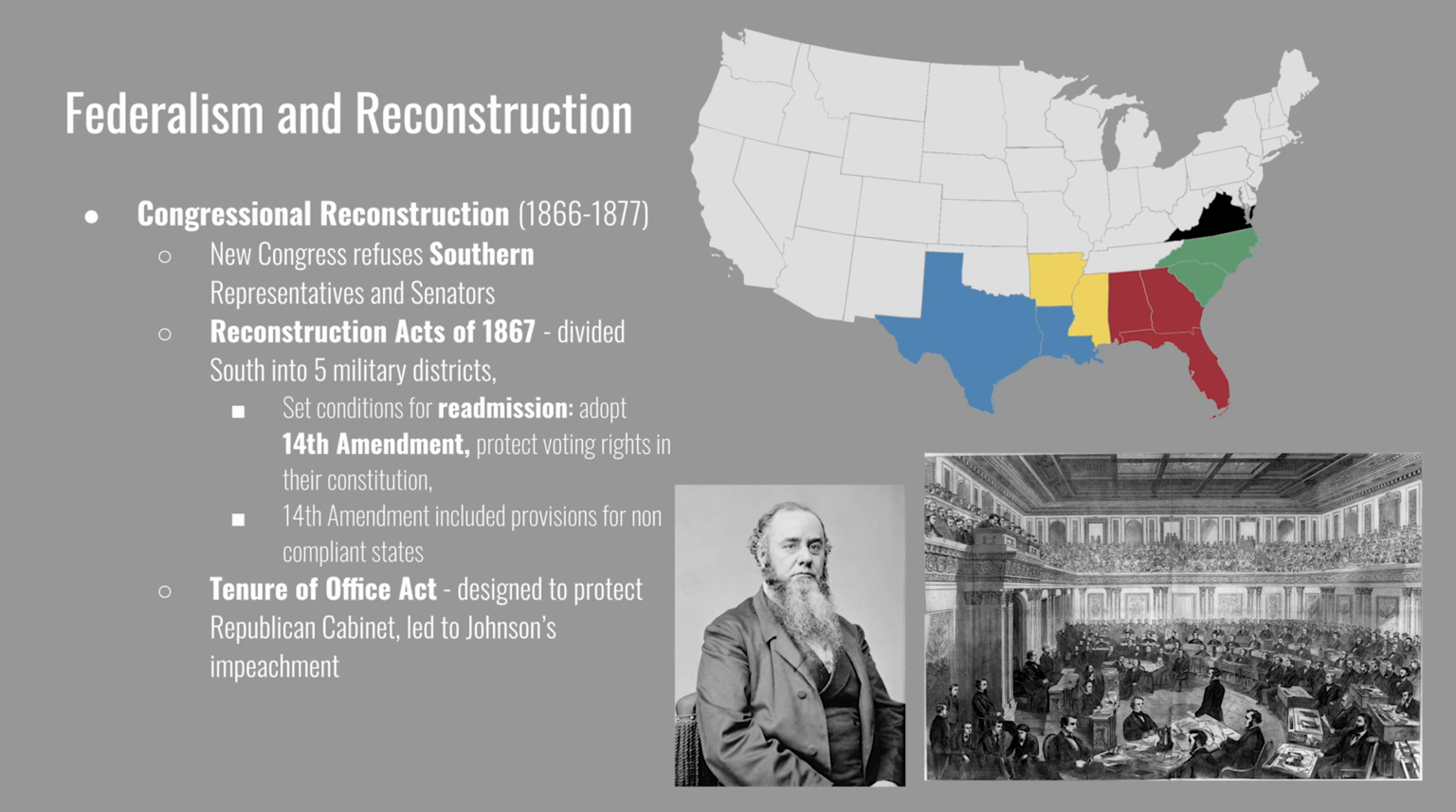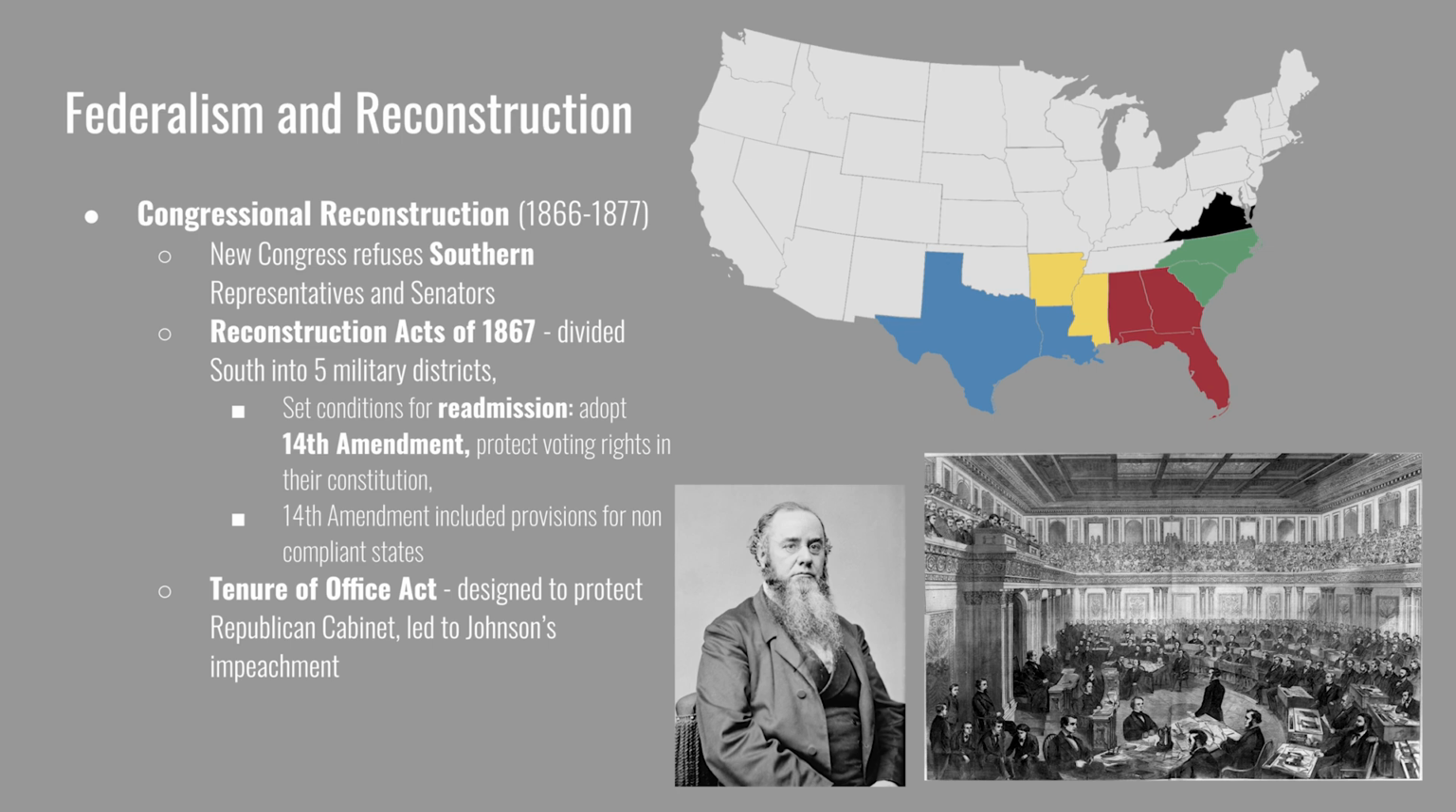The 14th Amendment also included provisions for non-compliant states. If a state started to infringe upon the citizenship rights or the voting rights of African Americans, then they would have representatives and also electoral votes taken away from presidential elections. The logic was that they should not get representation in Congress for people that are not allowed to exercise their political rights.